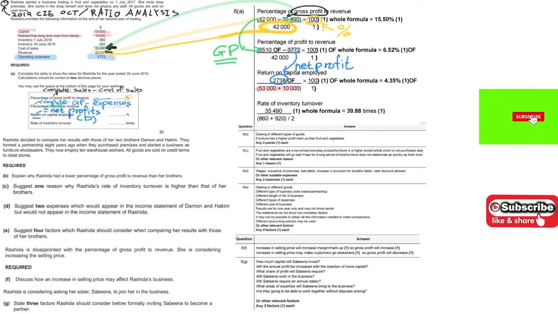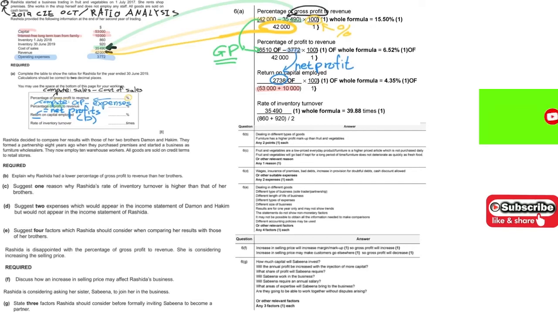So then you can get the return on capital employed. So let's take a look at the last one. The last one is about the rate of inventory turnover. For this one, you have to make use of the opening and closing inventory. So I will show you.